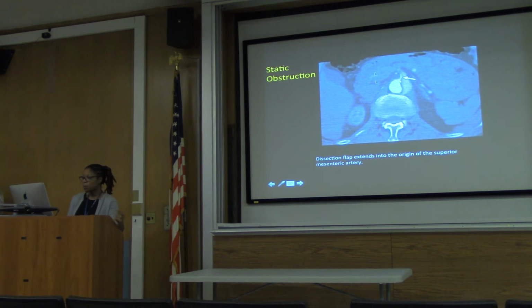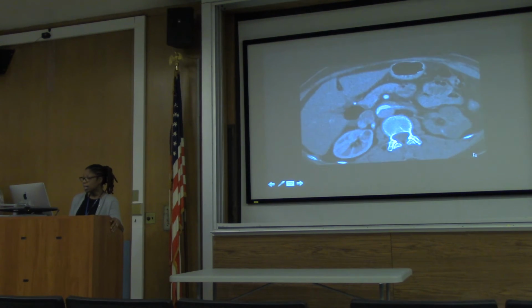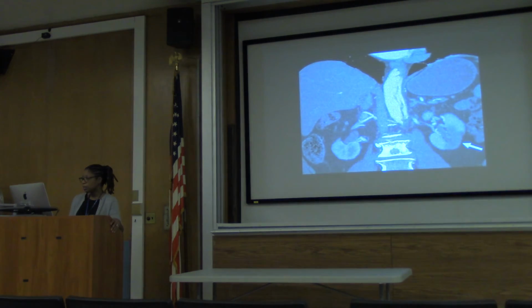As opposed to this case, where we can actually see this is a static obstruction. Here's the dissection, and the flap is actually extending into the origin of the SMA, and that can be treated with a stent, and that's okay. Here's another case of a dissection. Here we have a true lumen that's enhancing brightly. The right renal artery is usually supplied by the true lumen, but the left renal artery, we can see here, the dissection is extending into it, and we have no enhancement of this left kidney, so this patient is at risk for loss of function.